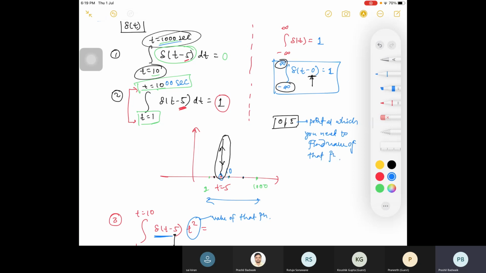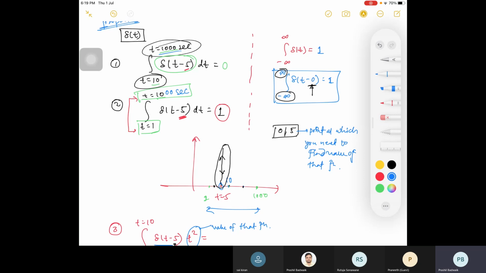So here, when I was explaining the first and second case, when I was integrating it from 10 to 1000, you were not finding the point at which you need to find that value, right? So your area is basically 0. But when I was integrating it from 1 to 1000, you were finding this value, right? You are finding your area in that interval. So that value was 1, right? Because area under the direct delta function is 1.